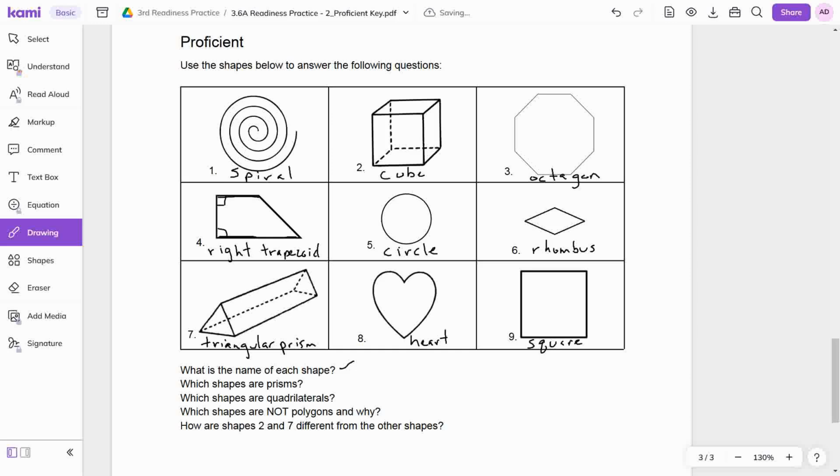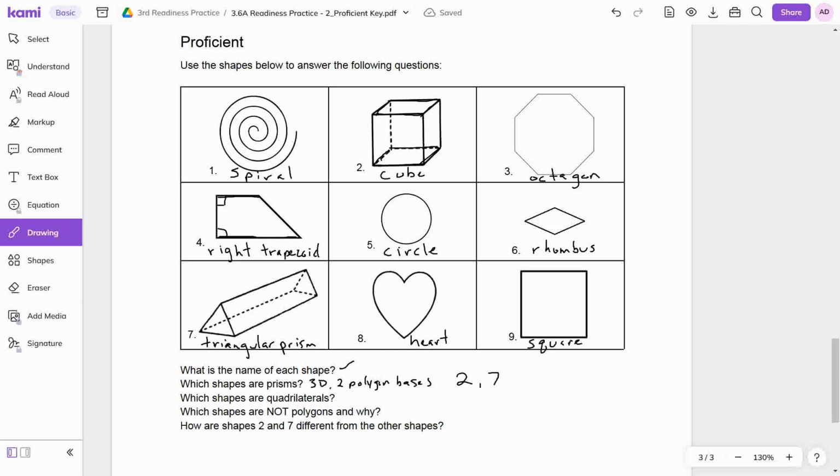Now, which shapes are prisms? Prisms are three-dimensional shapes that have 2 polygon bases. So in case we're wondering what prisms are. So which shapes are prisms? Well, obviously number 7, the triangular prism. But even though it's not in the name, a cube is also a prism because it's three-dimensional and it's got 2 square bases. So a cube is a type of rectangular prism. So we can put 2 and 7.